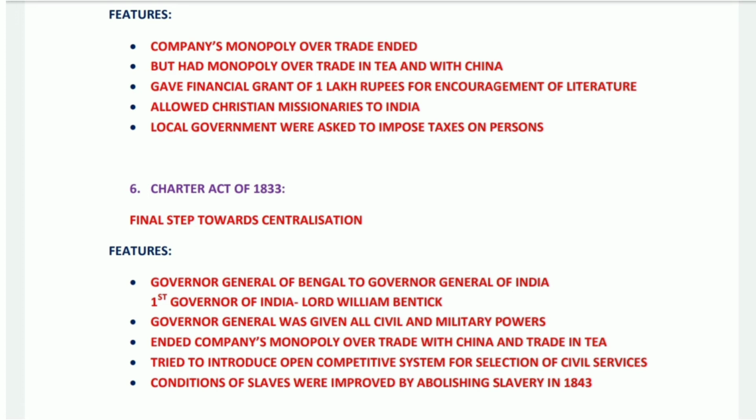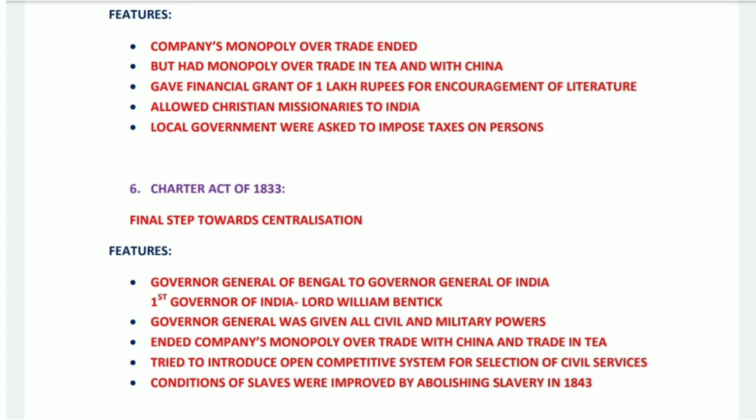And after this, the next Charter Act was introduced in 1833, and this Charter Act was the final step towards centralization. During this Charter Act, the administration reached new heights. Under this Charter Act, the Governor General of Bengal was designated as Governor General of India, and the first Governor General of India was Lord William Bentinck. And this Governor General of India was given all civil and military powers of the company, and this act also ended the company's monopoly over trade with China and trade in India.